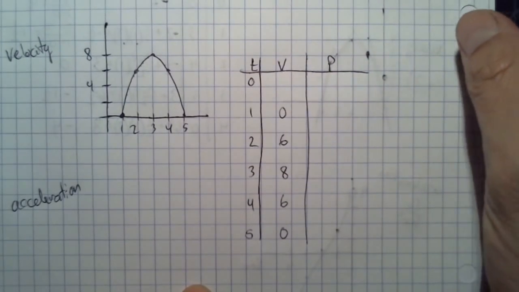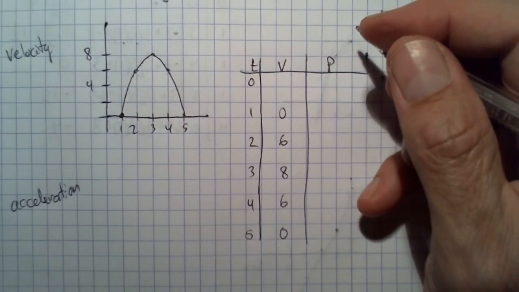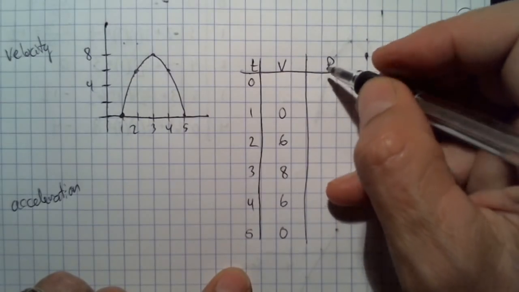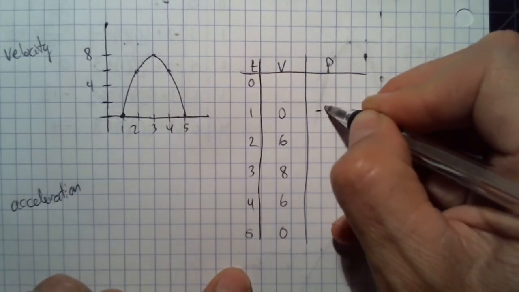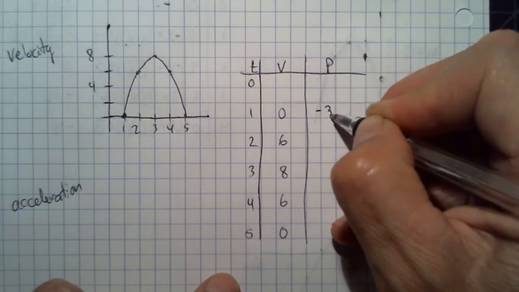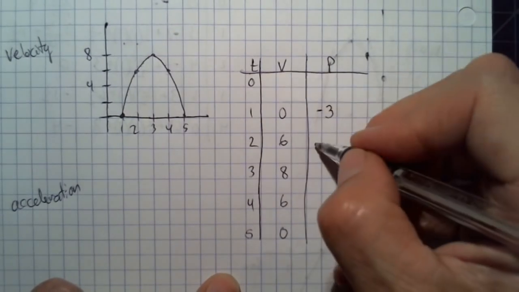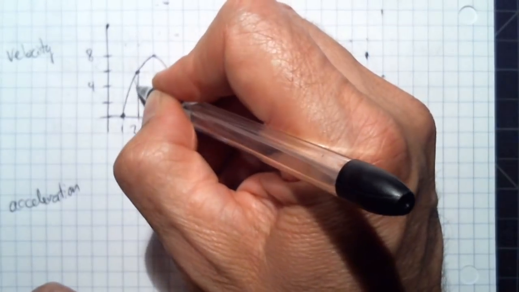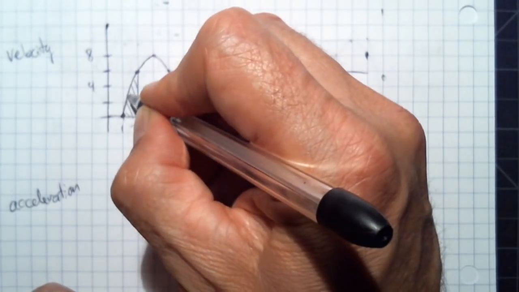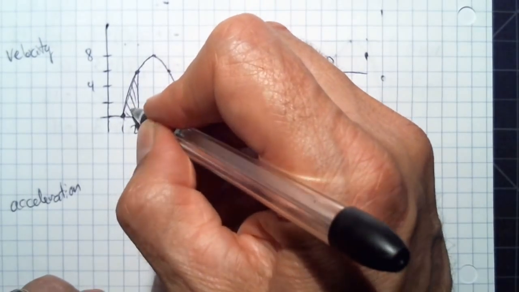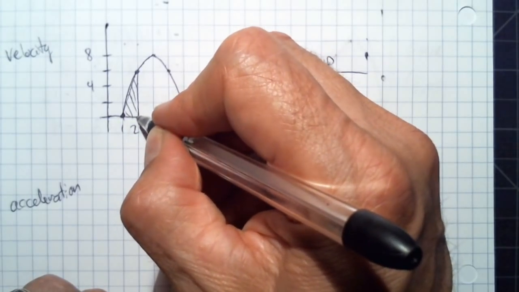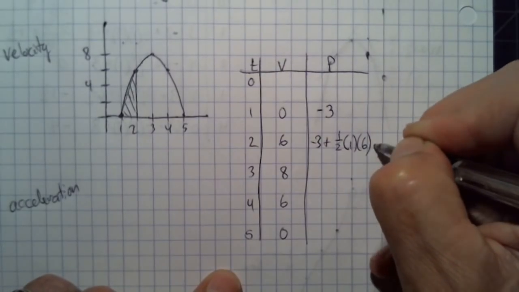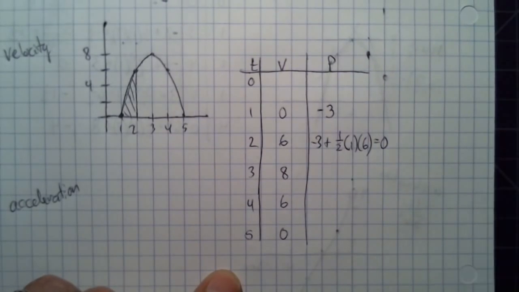And position, we'll find position using area. We have the initial position of -3, and then we have -3 plus some area. So we'll look at this area and just approximate it with a triangle. So we have 1/2 base times height is 6. And we get 0.